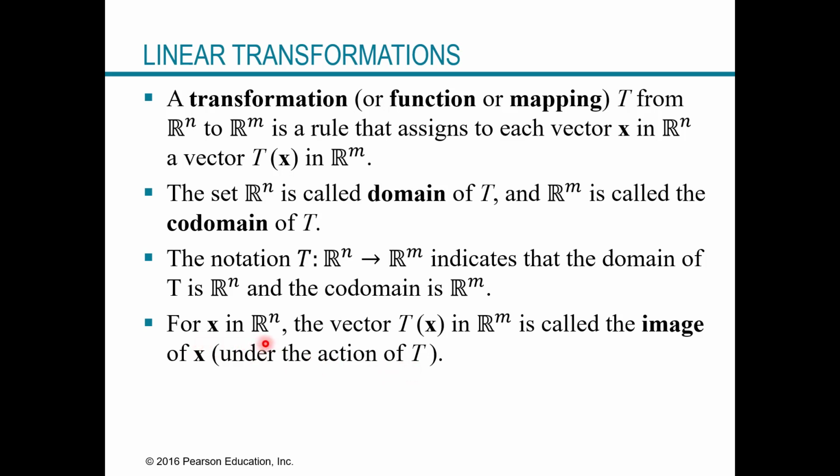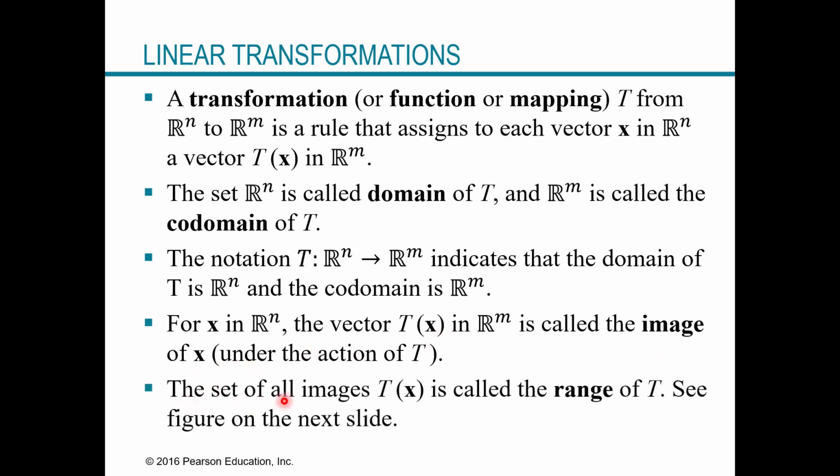Okay, so these are just names and definitions for you. X is in the domain. When you plug it into your transformation, when you transform it, we're just saying that that result that you get from transforming it, we call that result the image of x. Okay, so you did something to x, and that's called the image of x. The set of all T of x's is called the range of T. Okay, and we'll look at a picture for this in just a second.